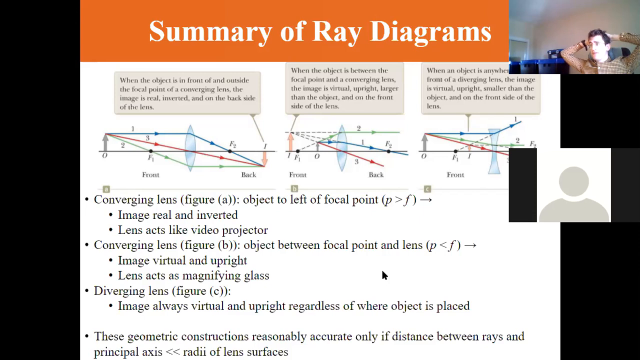C shows you the ray diagram for a diverging lens. No matter where you place the object, whether it's on the left side of f1 or on the right side of f1, it always creates a refracted image that's on the same side. So it's always going to be a virtual image, and it's always minified. So these diverging glasses tend to make a smaller image.